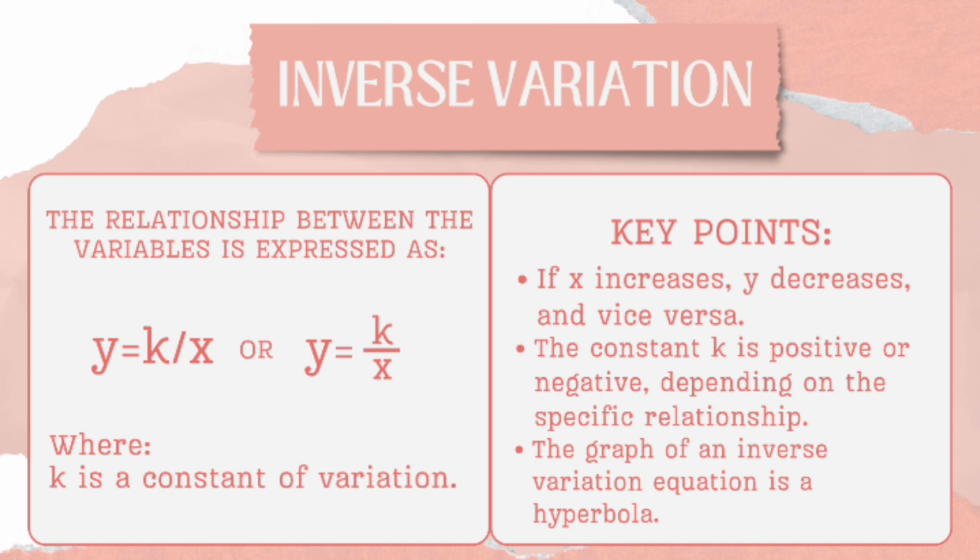Key points. Bullet 1. If x increases, y decreases, and vice versa. Bullet 2. The constant k is positive or negative, depending on the specific relationship. Bullet 3. The graph of an inverse variation equation is a hyperbola.